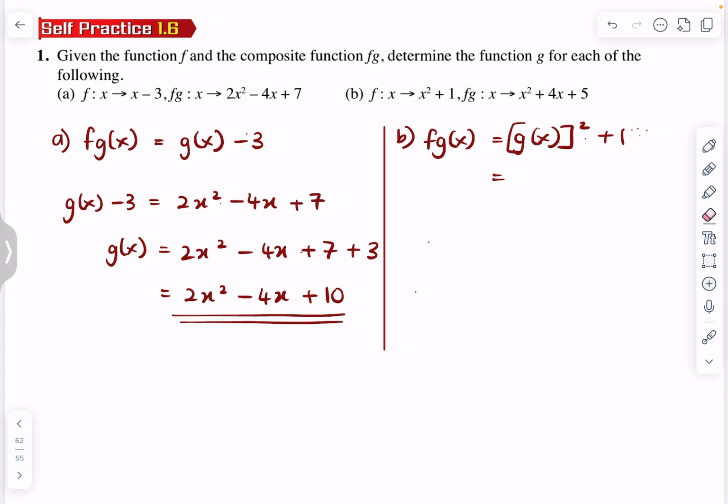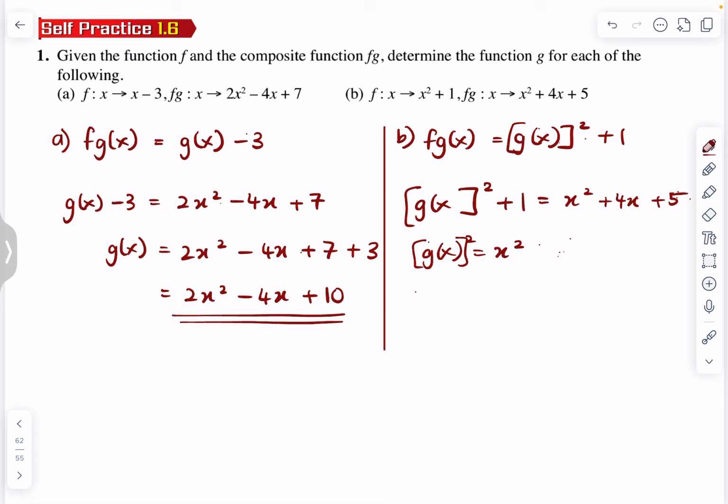So then we compare. So we say g(x) squared plus 1 equals x squared plus 4x plus 5. So now we make g(x) the subject. Okay, let's just leave it as g(x) squared first. We bring the 1 first. So it will be x squared plus 4x plus 4. Okay, because the 1 we bring there becomes minus 1.